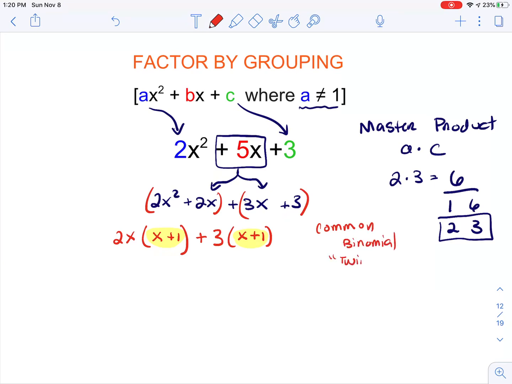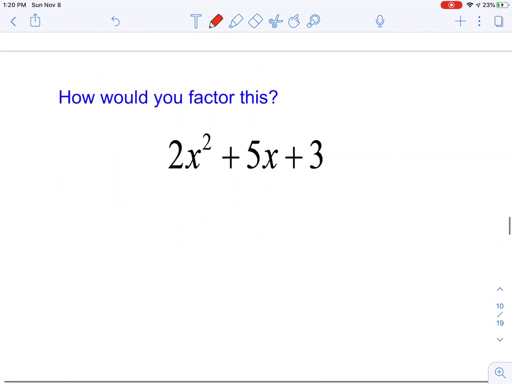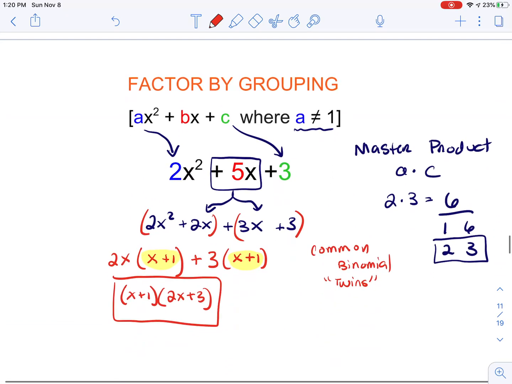I like to call them twins. If those are exactly the same, I can factor them out as our common factor, our common binomial. And what is left over are the two coefficients that we have in front, the 2x plus the 3. Now if we look at that, that is the exact same answer that we got when we multiplied it out. So that is the process of factor by grouping.